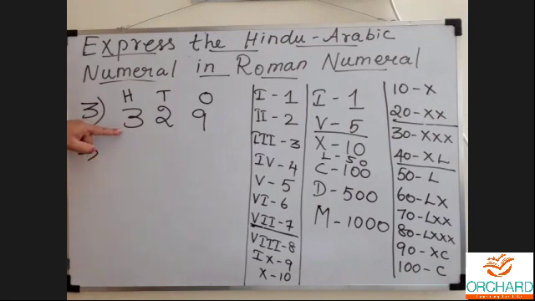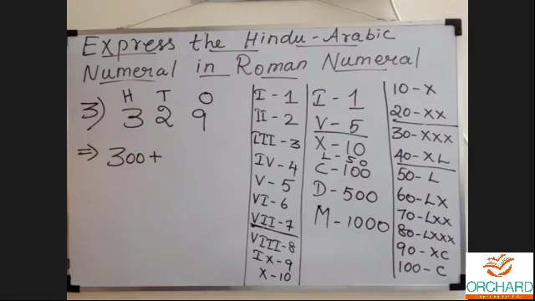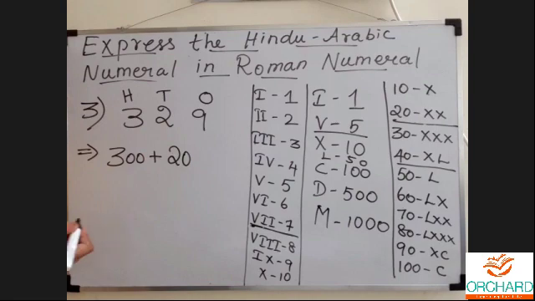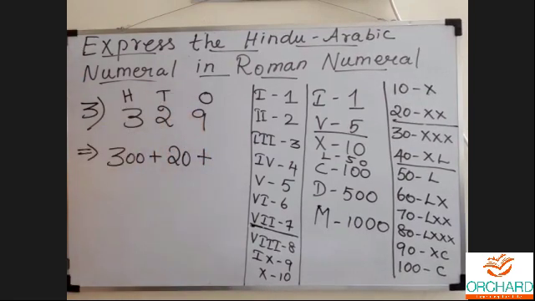3 which stands in the place of 100. So we have to write 3 into 100. We get 300 plus. Very good. 2 which stands in the place of tens. So we have to write 2 tens are 20. Plus 9 which stands in the place of 1. So 9 ones are 9.